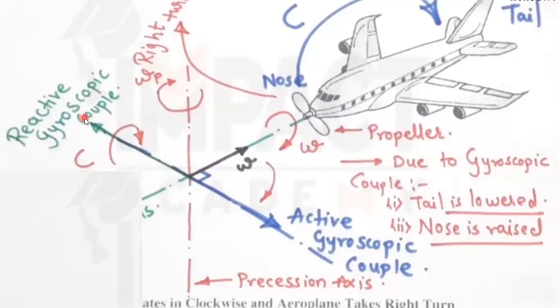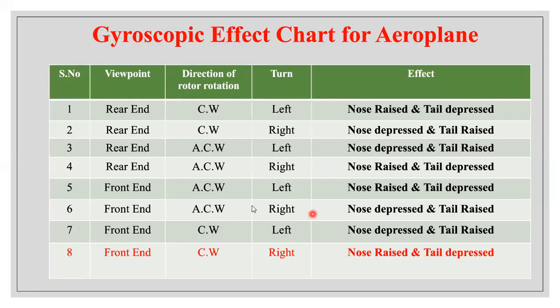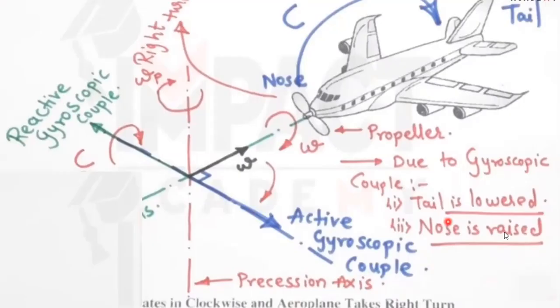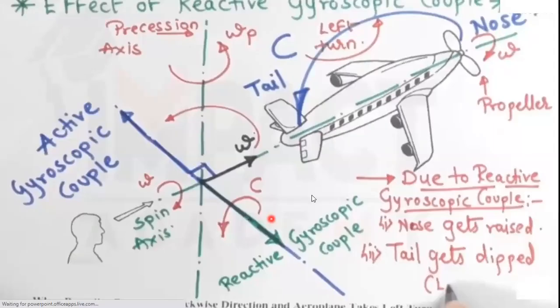Just place your right thumb, and the thumb will be denoting the arrowhead and the remaining 4 fingers will be generating the couple, and transfer the couple to the flight. So now ultimately you will be getting it like this. The tail end will be dipped and nose end will be raised. Tail lowered, nose raised. So we'll have a tabular column: front end, clockwise direction, flight is taking right turn, nose raised and tail depressed. Nose raised, tail is lowered. So it's the same.